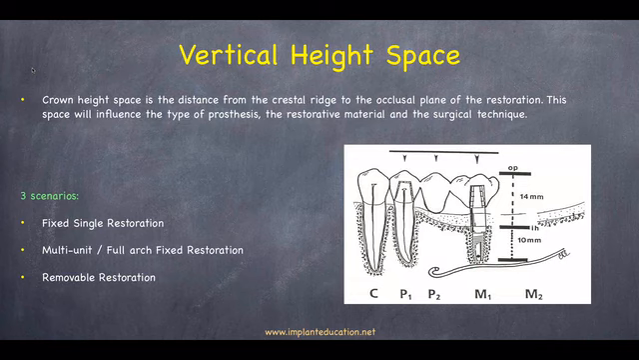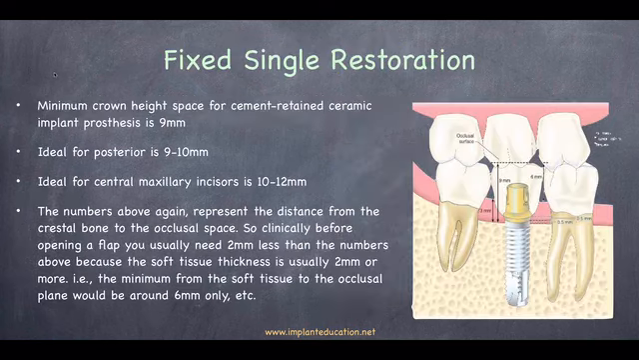All right, in order for him not to end up with a prosthesis that he did not sign up for, we would like to know the minimum vertical and horizontal spaces needed for certain prostheses. So I subdivided this topic into 3 scenarios, as you can see here on this slide: fixed single restoration, multi-unit, full arch, fixed restoration, and then removable implant restorations. We will start with the fixed single restoration.